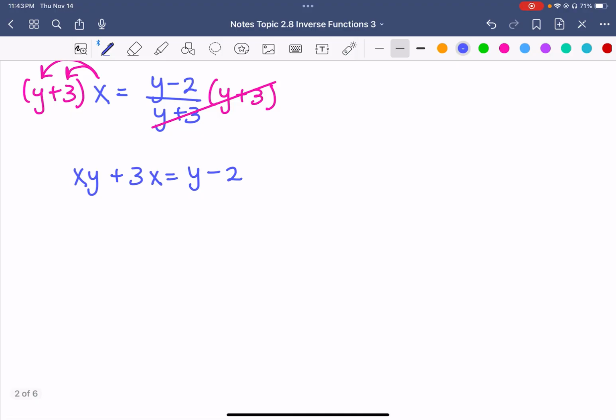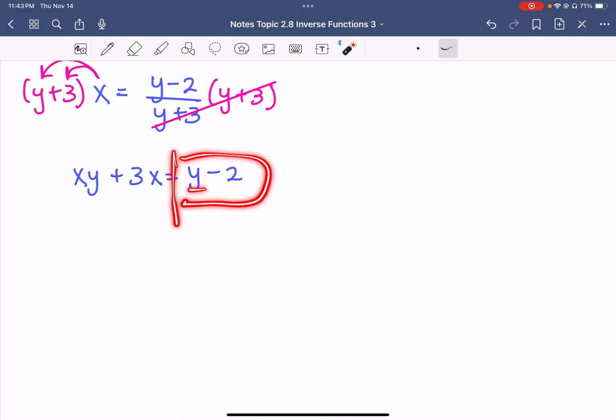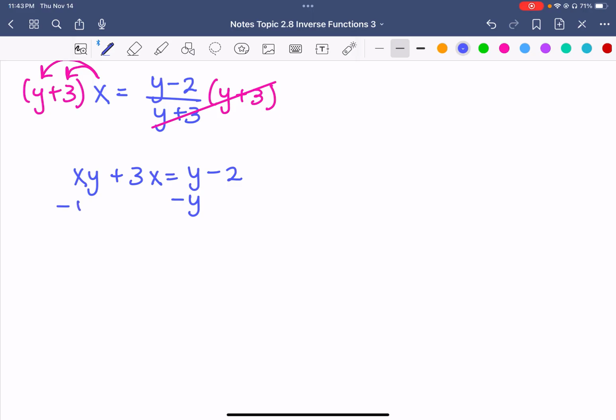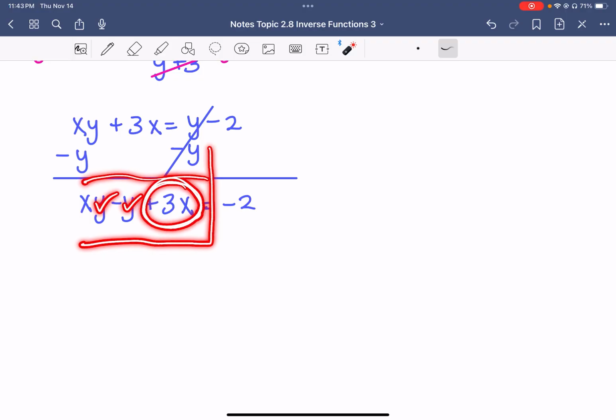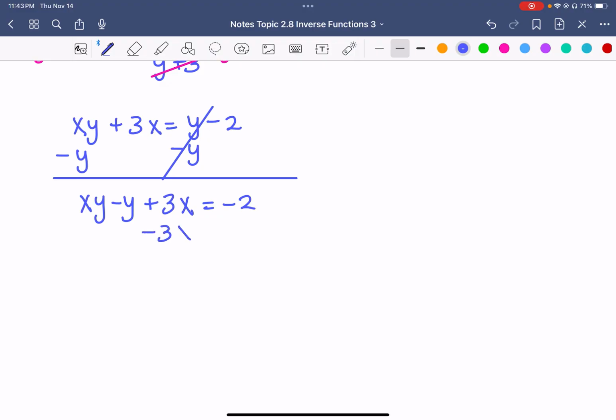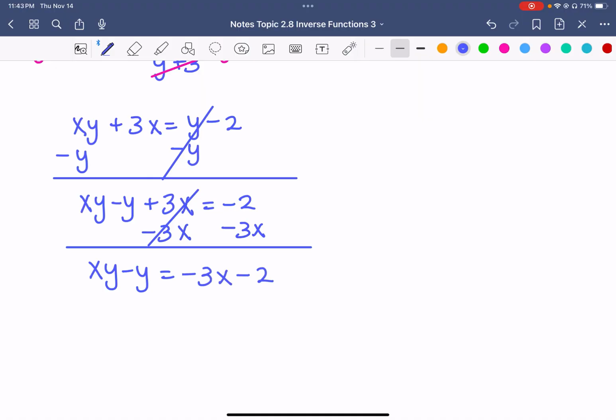The next step is to move all the terms that have y to the left. So if you look at the right side here, I have a y that I want to move to the left, so I'm going to subtract it on both sides. So now we have xy minus y plus 3x equals negative 2. Now, on the left side, we said we should only have y. I have y, but this term does not have a y, so I'm going to want to move that term to the right side. So now we have xy minus y is equal to negative 3x minus 2, okay?